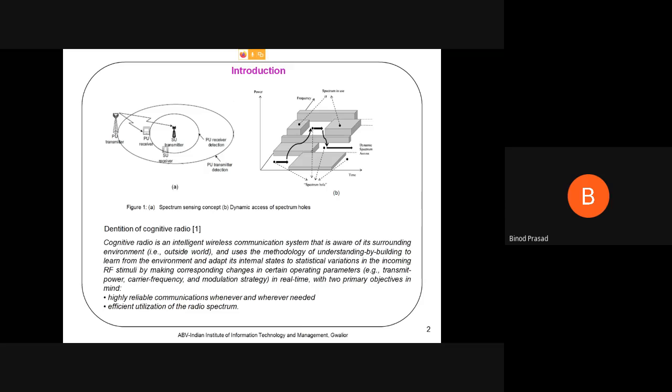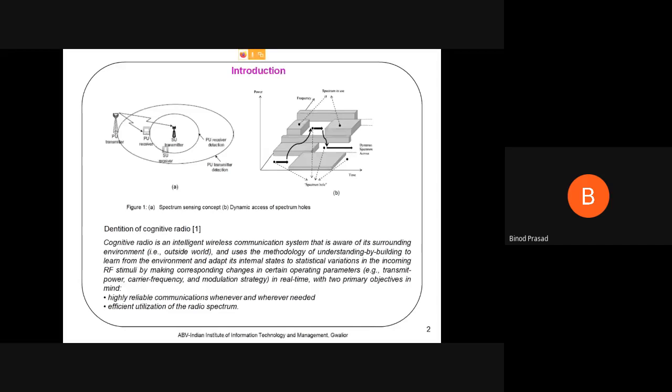So basically, a cognitive radio is an intelligent wireless communication system. It senses the surrounding environment, finds which of the bands are free, and then changes its transmission properties, like the transmit power. It keeps in mind that when it uses some band and changes its transmit power, it should not harm other users. That means it should use that band for its own communication whenever required, and it should effectively utilize that band.